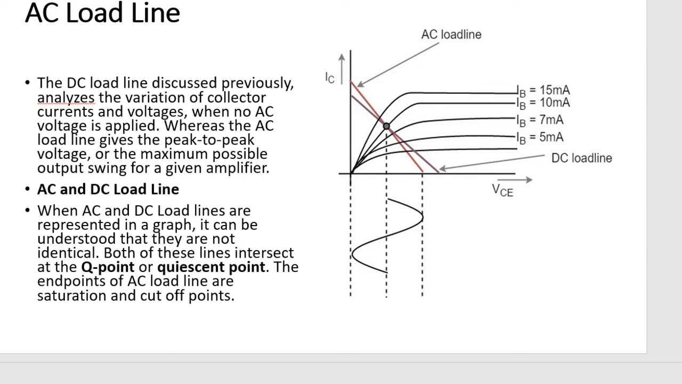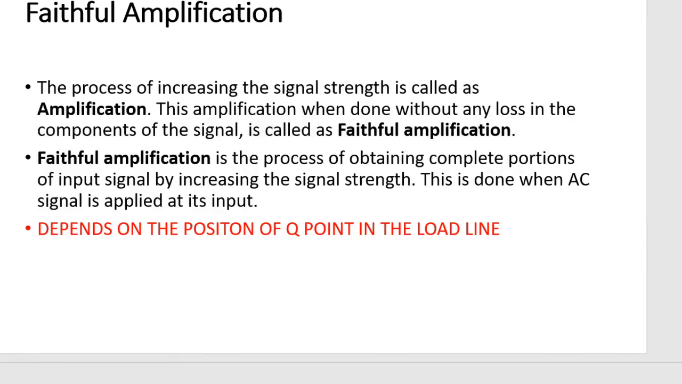Next, what is the significance of this load line, whether it be the AC load line or the DC load line? Why is it so important? We can understand this from the next concept, the concept of faithful amplification. You know that the process of increasing the signal strength is called amplification. For example, if we apply a 1 volt signal to the input of the transistor and get a 100 volt signal, we say that the transistor is an amplifier. The signal strength is increased.